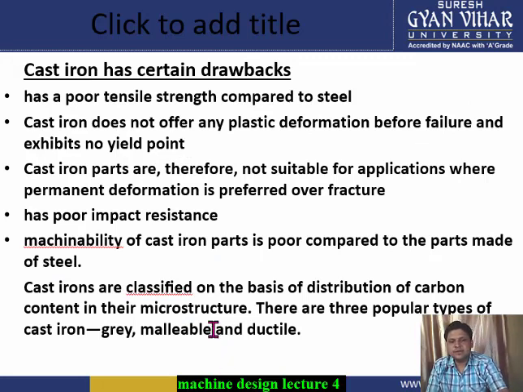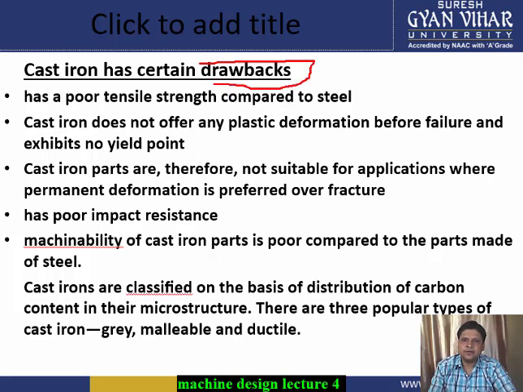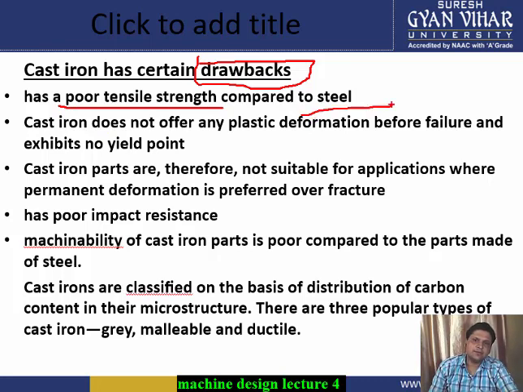Now, since there are advantages of cast iron, there are also some drawbacks. What are the drawbacks of cast iron? It has poor tensile strength as compared to steel. If you compare the tensile strength, cast iron has very poor tensile strength as compared to steel. Cast iron does not offer any plastic deformation before failure. There is no yield point. This is also a problem. Means it will fail.